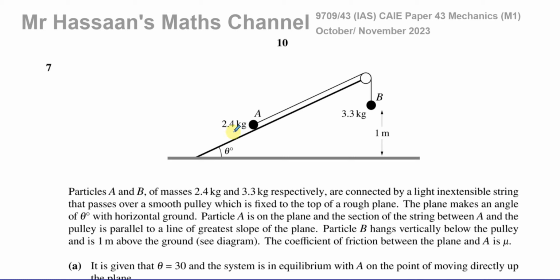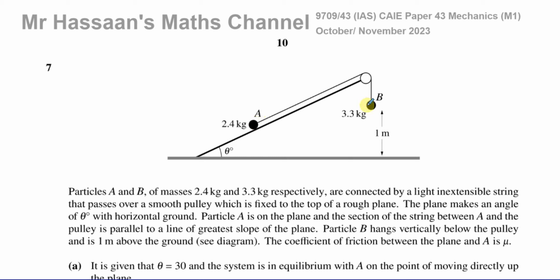It says particles A and B of masses 2.4 and 3.3 kilograms respectively are connected by a light inextensible string that passes over a smooth pulley which is fixed to the top of a rough plane. The plane makes an angle of theta degrees with the horizontal ground. Particle A is on the plane and the section of the string between A and the pulley is parallel to the line of greatest slope of the plane.